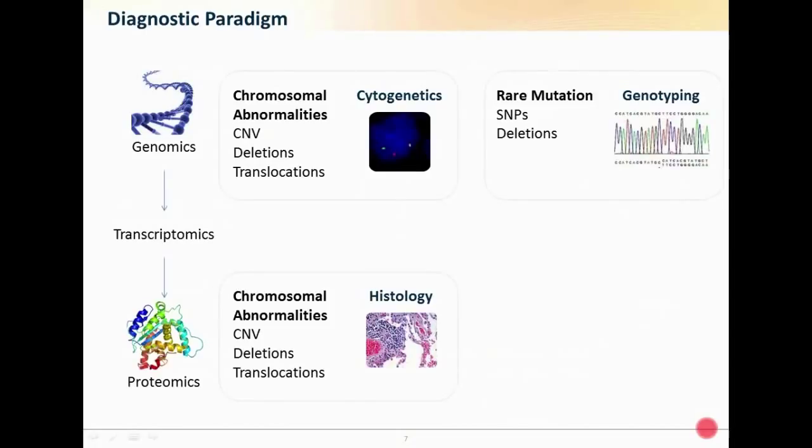Now, this is a nice slide to summarize how you pick which tests you may choose to do depending on the mutations you're looking for. Typically, rare mutations, SNPs or small deletions would be genotyped in a molecular diagnostic laboratory. Much larger chromosomal abnormalities, so say gene copy number variation or large deletions or translocations, would then be tested using cytogenetics or histology.